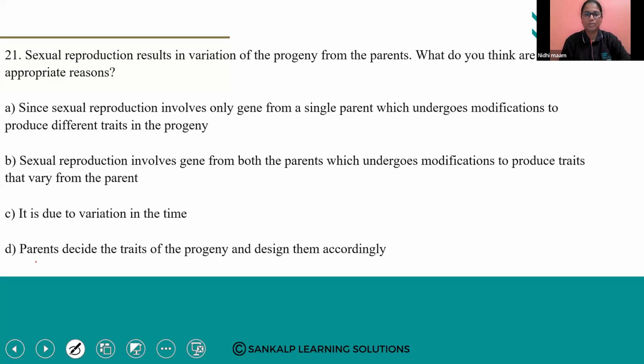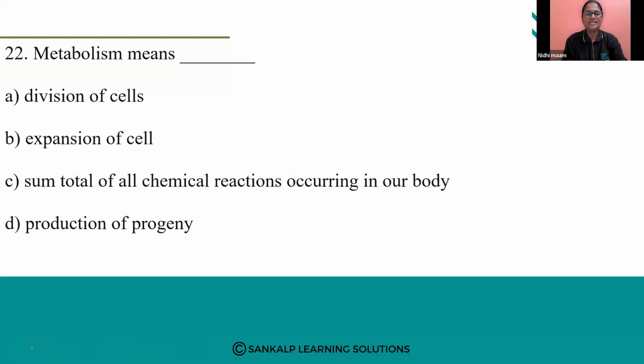Rumana, Vaividya, Valentina answered the question. Okay. Dhavina answered it. Fine. So most of you voted for option B. Okay, it involves genes from both the parents and exactly, option B is the right answer. Next question. Metabolism means, metabolism is what?